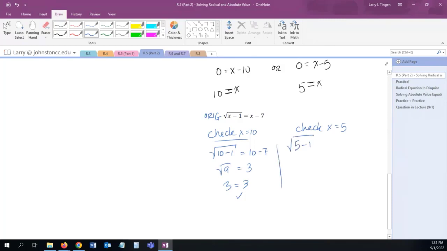How about 5? The square root of 5 minus 1 is equal to 5 minus 7. X is 5. There we go. 5 minus 1 is 4. 5 minus 7 is negative 2. The square root of 4 is 2. Does 2 equal negative 2? No, it does not. So that means x equals 5 is an extraneous solution, so it's not included. So my solution for this problem is just the number 10.